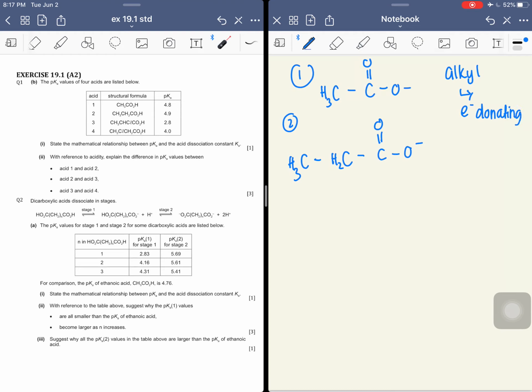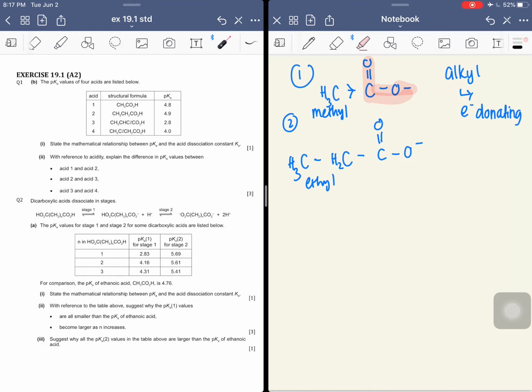Okay, now it doesn't really donate its electrons fully, just pushes electron density. Okay, it pushes some electron cloud or electron density towards the COO minus. Okay, so the only difference between these two is both of them are alkyl. Top one is a methyl, and the bottom one is an ethyl. Okay, so methyl would push some amount of electron density into the COO minus part. Okay, and that is the negative part of the molecule.